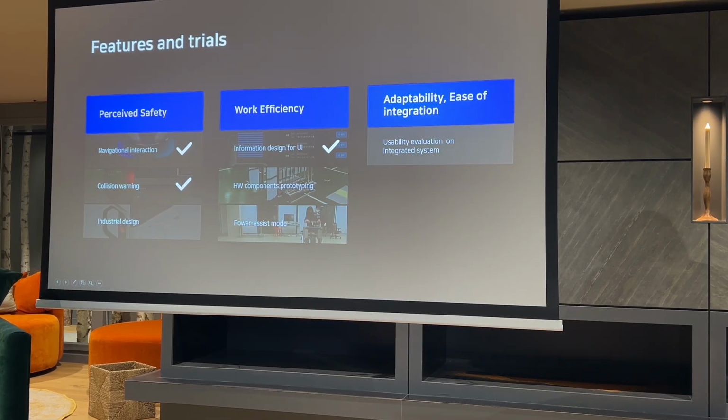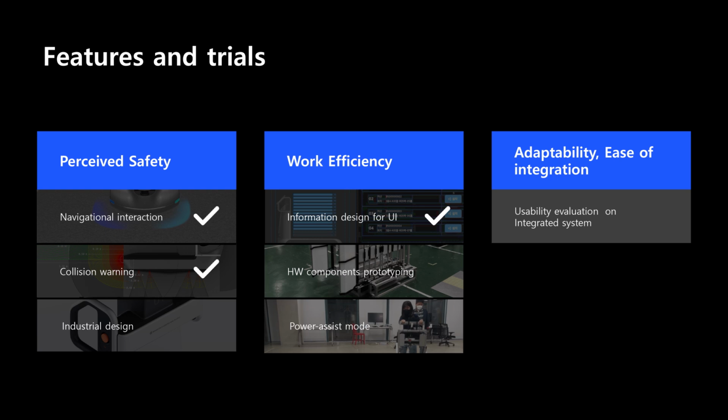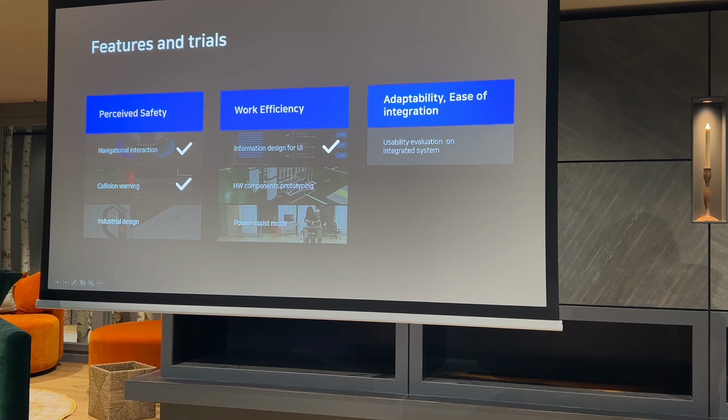With the design principles I mentioned, we identified several design features to achieve our core values. Today I would like to briefly share how these 3 features, including navigational interaction, collision warning, and information design for UI, were developed, and some design techniques and trials that were used in the design process.